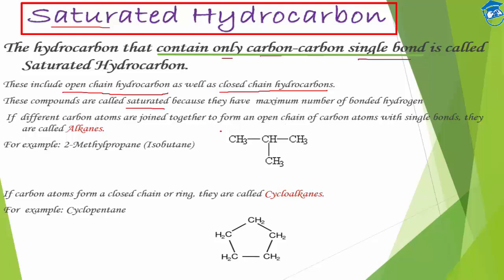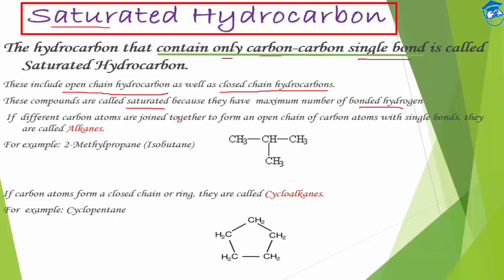For example, see here, carbon, maximum only 3 hydrogen can be attached, because carbon can form only 4 bonds. Similarly, like you can see here, 1 and 2, these bonds have been formed, so maximum 2 bonds can be formed with hydrogen. So if the maximum number of hydrogen is attached to the carbon, then it will be known as saturated hydrocarbon.